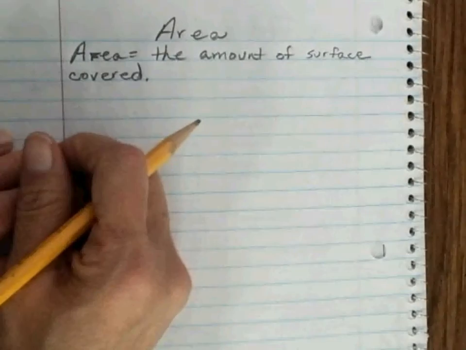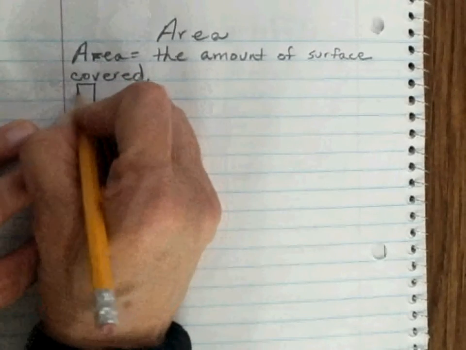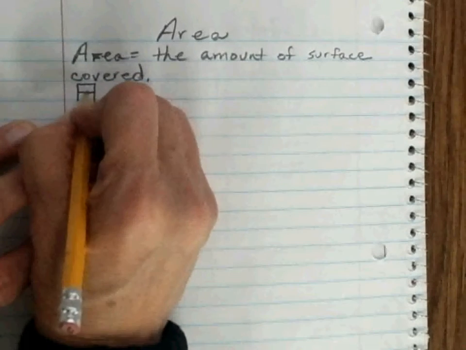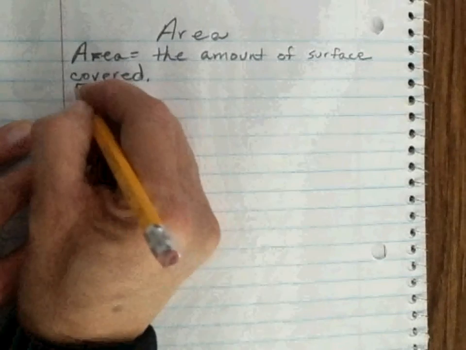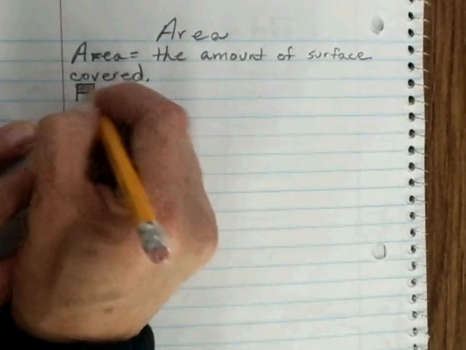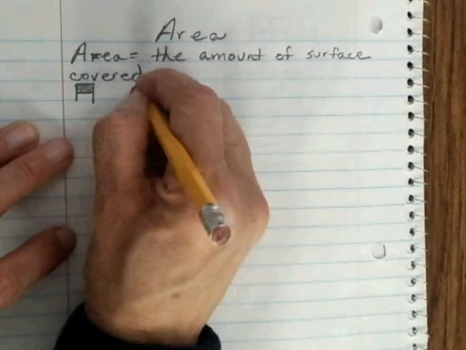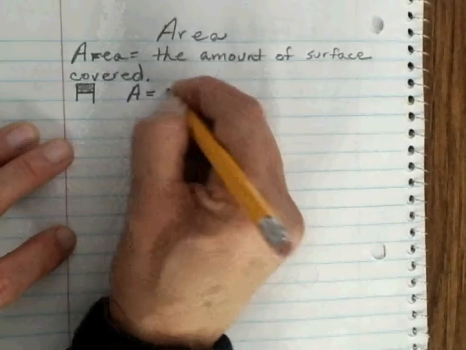Okay, and this is how I like to try and remember that I'm figuring out how much surface is covered. Sometimes I draw a little A that has a rectangular top, and then I'll color this in. That tells me I'm looking for the area. This is the surface area that's being covered. Okay, and so our formula for area is length times width.